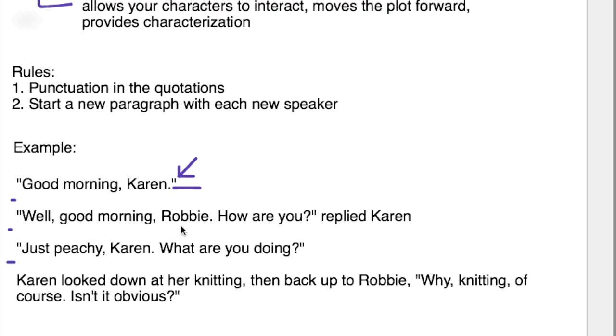"Well, good morning, Robbie. How are you doing?" replied Karen. So I would like you to note one thing right here. This is a question that she is asking Robbie. So it is a question mark that is inside the quotation mark. But since this isn't the end of our sentence here, if she had said something that wasn't a question here, we would be putting a comma instead of an end mark. If that makes any sense. So for example, I'll show you down here.